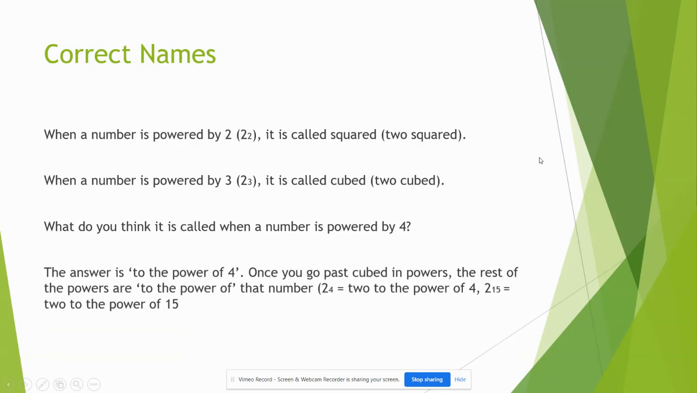It's actually called to the power of 4. Once you get past cubed in powers, the rest of the powers are to the power of that number. 2 with a little 4 next to it is 2 to the power of 4. 2 with a little 15 next to it is 2 to the power of 15.